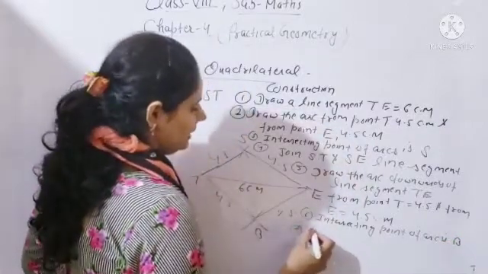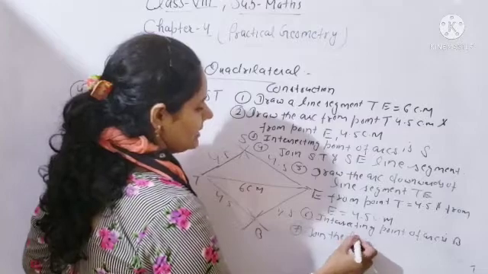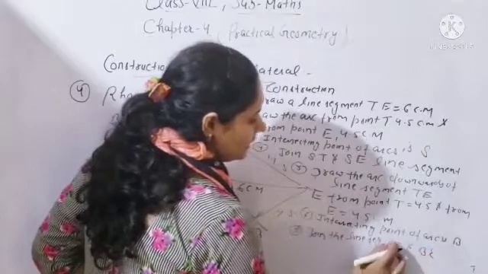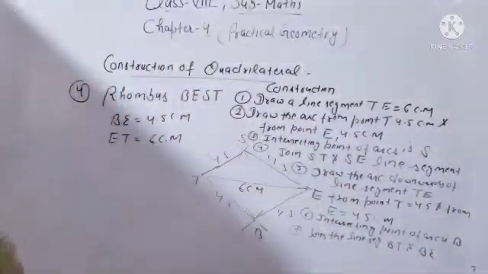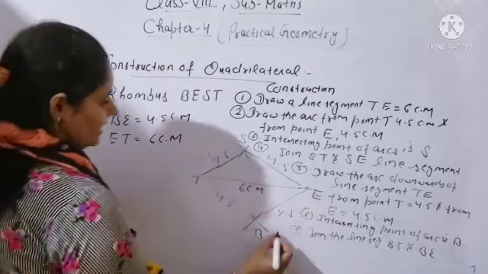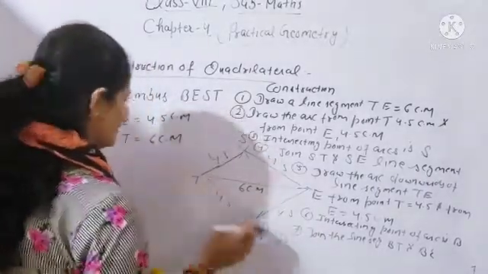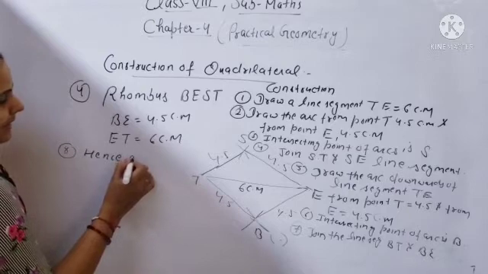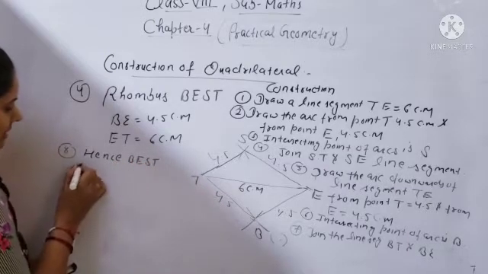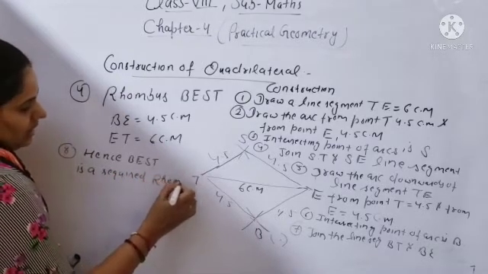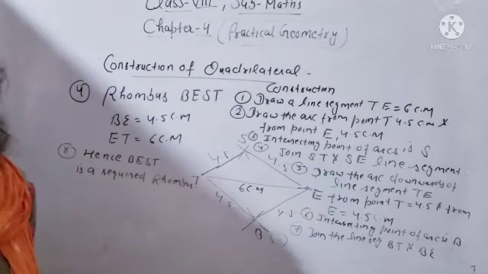Now next step, join the line segment BT and BE. Clear beta? Join the line segment BT and BE. So now downwards parts also same like that, upward parts you have to do. Now join the line segment BT and BE, and after that next step, hence. Okay, 8th step I am writing here beta. Hence BEST is a required rhombus. Hence BEST is your required rhombus.